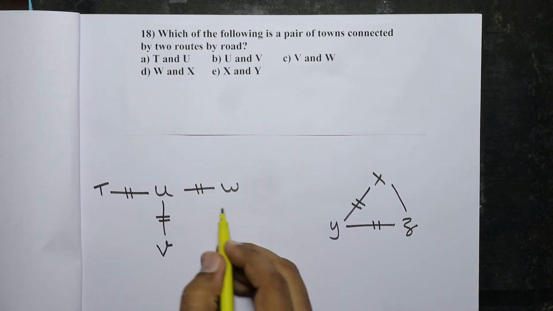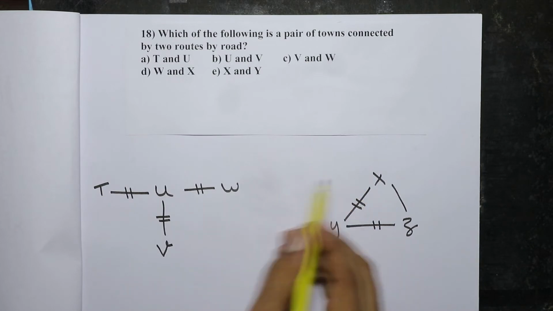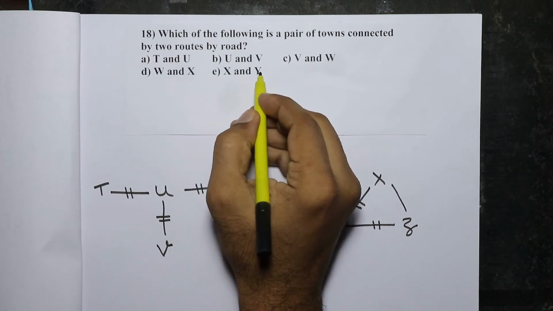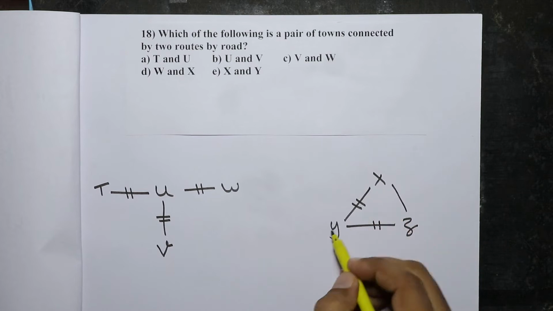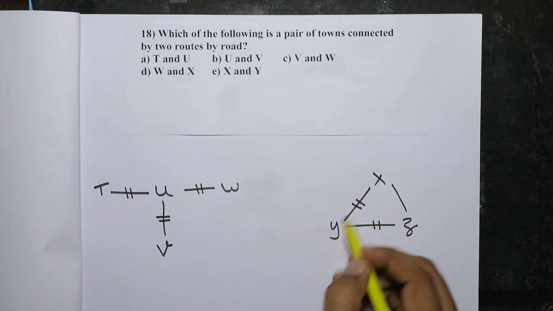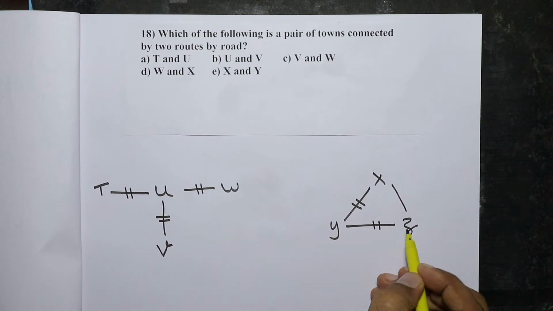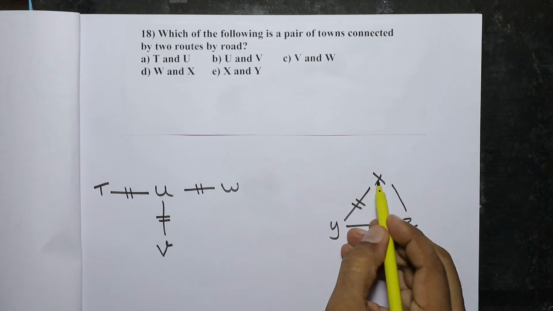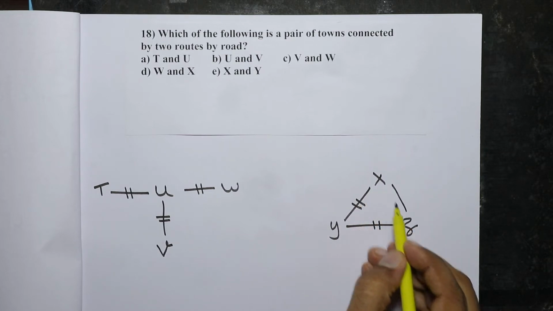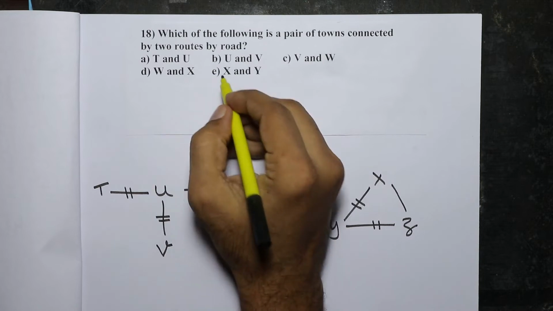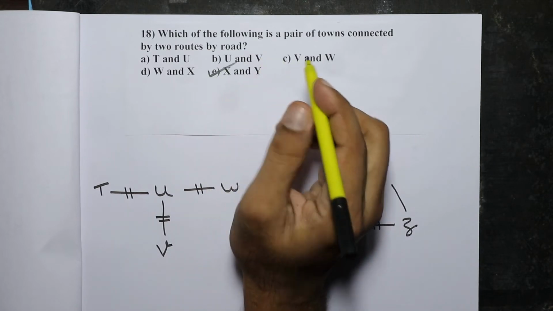W and X. There is no road connecting W and X. X and Y. From X to Y you can directly go from X to Y, or X, Z, and Y. So 2 roads are there, X directly to Y or X, Z, and Y. So X and Y, this is the correct answer.